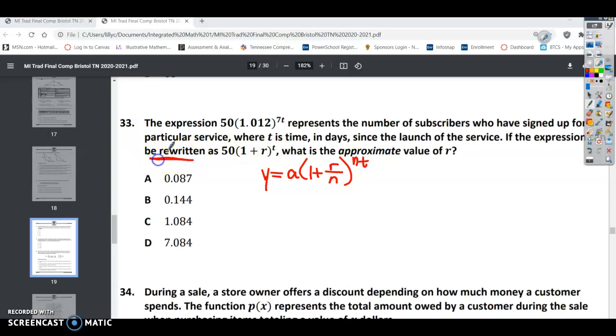All we're doing is rewriting the expression. So if we want to look at this here, we're probably going to say 0.012. If it's divided by n, we need to multiply it by n. So that's going to be the 7. All right, so we're just kind of working in reverse here. So that's going to give us 0.084.